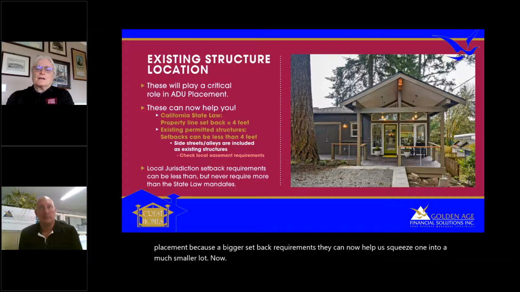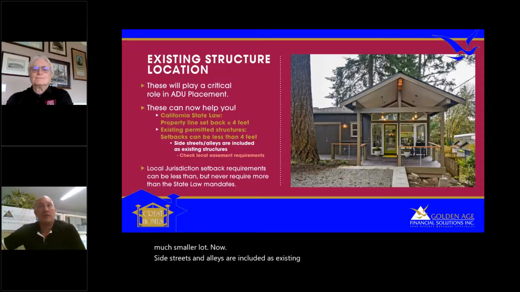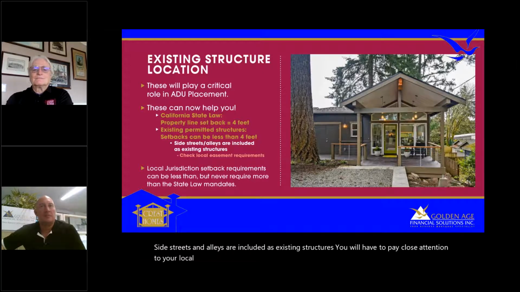So what about things like side streets or alleys? Side streets and alleys are included as existing structures. You will have to pay close attention to your local easement requirements, though. Well, remember, folks, the local jurisdiction setback requirements can be less than, but never more than, the state law mandates.